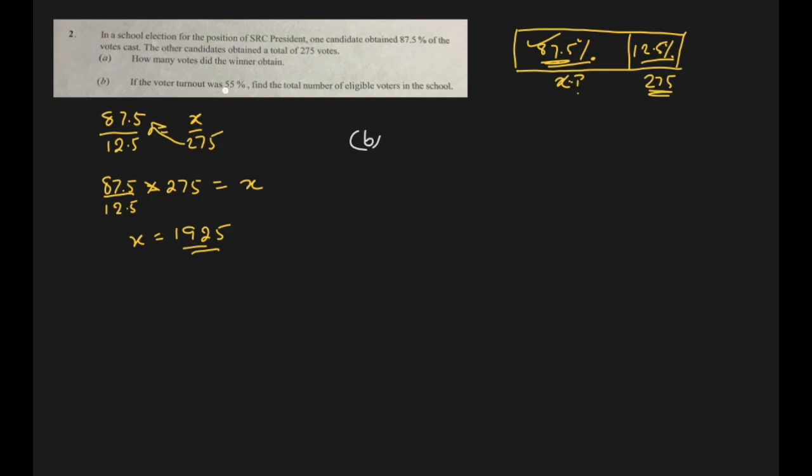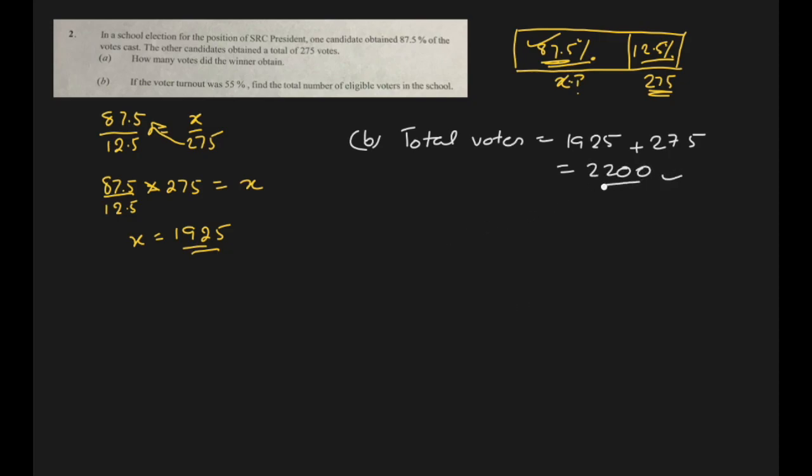If the voter turnout was 55%, find the total number of eligible voters. Only 55% of the voters voted, and they were the total votes. Let's find how many total votes were cast, because we'll have to add 1925 to 275. This was the total number of votes actually cast, so 2200.